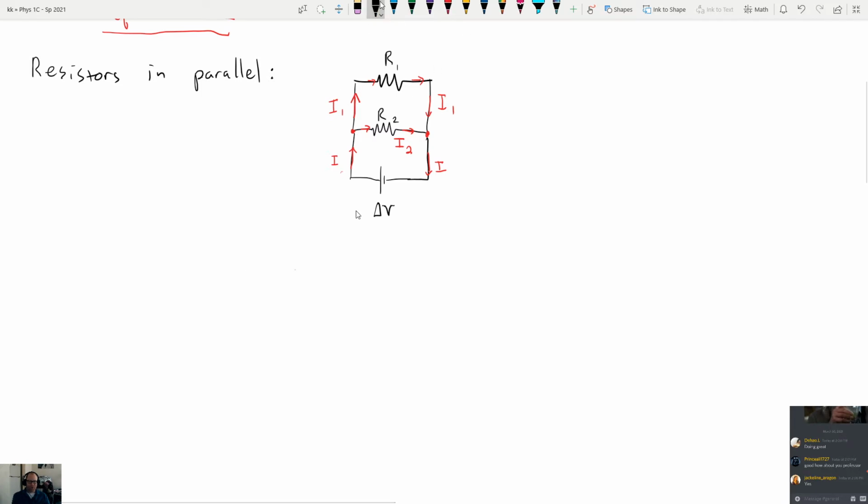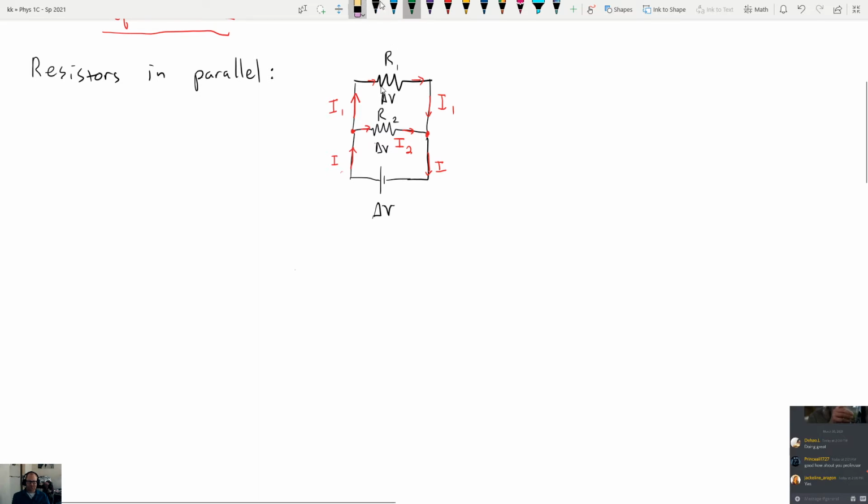Also, what do we know about things that are in parallel in terms of their potential difference across R1 and R2 compared to the battery? The potentials are equal. So the potential difference on R2 is going to be delta V. Potential difference on R1 is also going to be delta V.